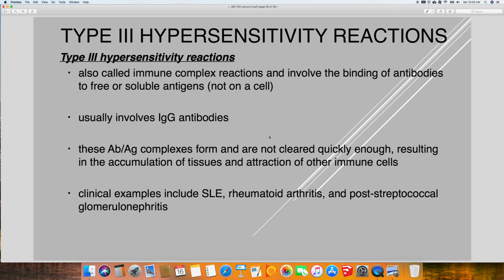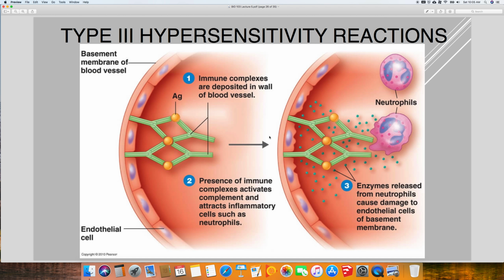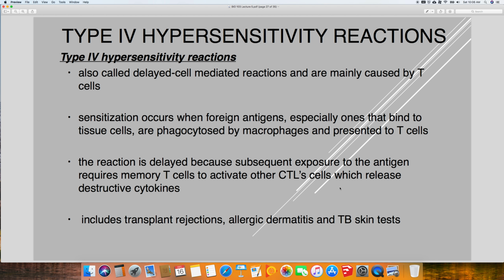What happens is they accumulate in the tissues, and when they do that, they attract other immune cells and induce more inflammation. So you see this with autoimmune diseases, things like lupus, certain types of glomerulonephritis, and rheumatoid arthritis, which all fall under this umbrella of type 3 immune complex reactions. As you can see here, in the glomerulus of the kidney, we have these antibody-antigen complexes depositing themselves in the tissues in this endothelial layer, and that attracts immune cells, which just makes the inflammation worse. So it can be pretty nasty.